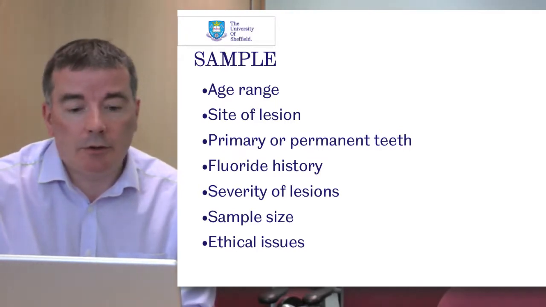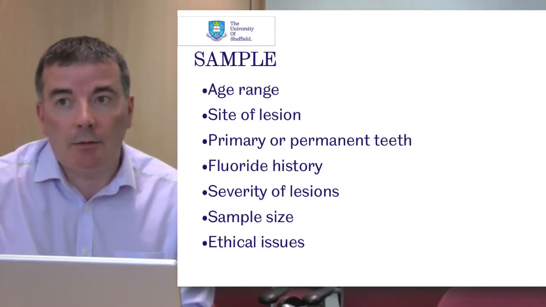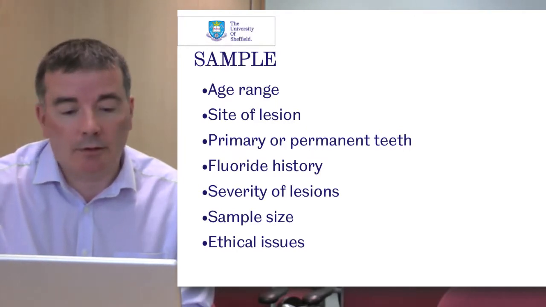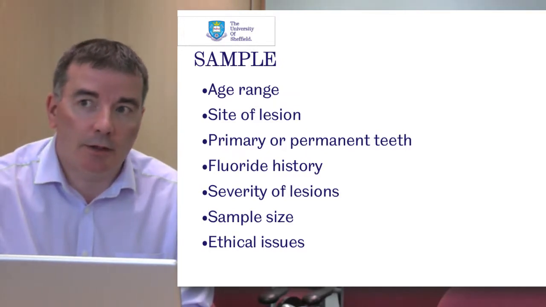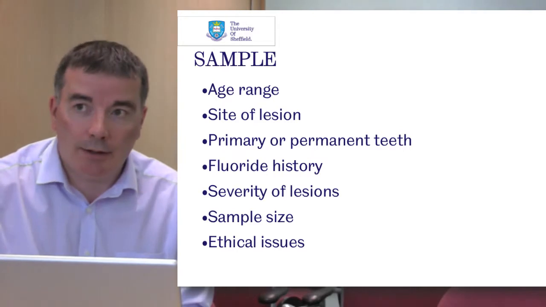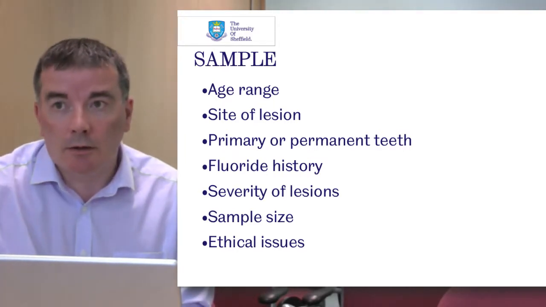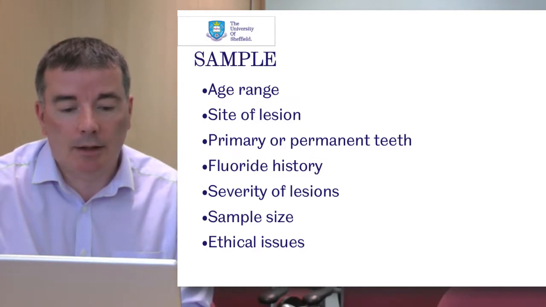If we're doing an in vitro study, we would maybe want to know about the fluoride history of our sample. Do we do it in an area with natural fluoride or not? And obviously that has big implications. We also need to think about the severity of the lesions. Are we going to look at enamel caries or dentine caries? Again, that's a choice depending on the research question you're asking.